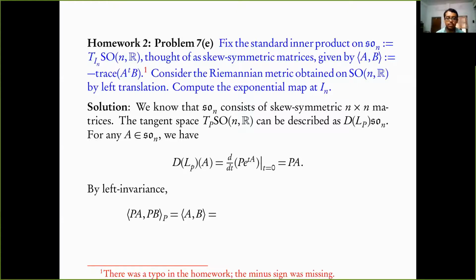So if I wanted to evaluate the inner product of two vectors, this is simply going to be inner product PA with PB at the point P, but by left invariance, this is nothing but inner product AB, right? Because you can simply plug in trace here, and by left invariance, I can ignore the P. That's precisely what left invariance does. But inner product AB, there's a minus sign that I missed here. And so the minus sign carries all the way through. So the point is this is something we know. By left invariance, the inner product PA PB is just inner product AB, which is minus of trace A transpose B.